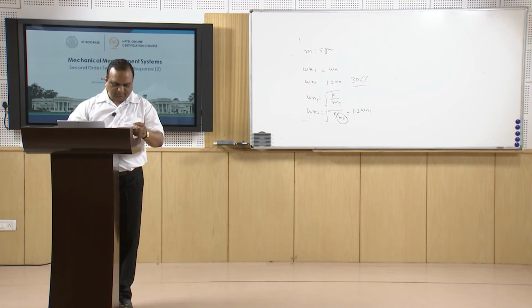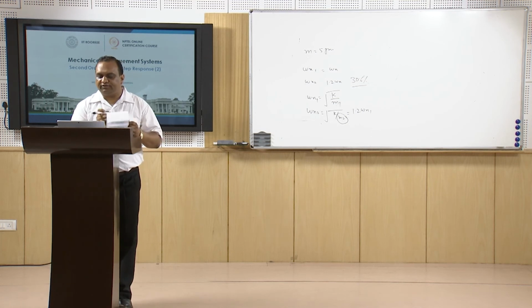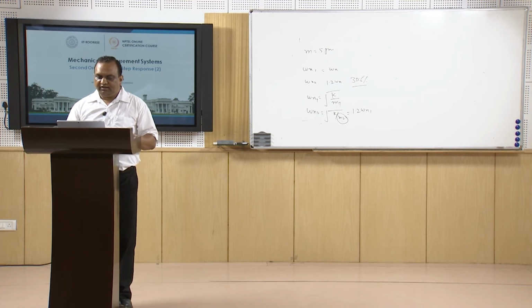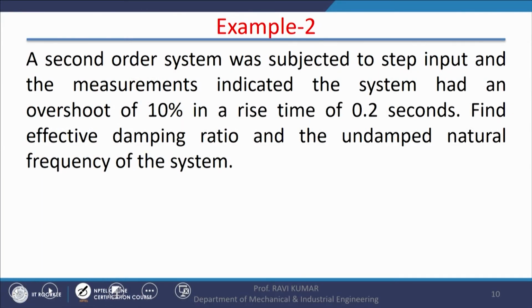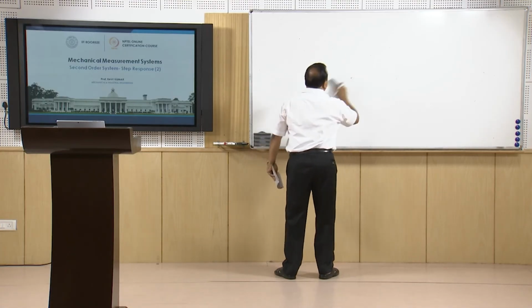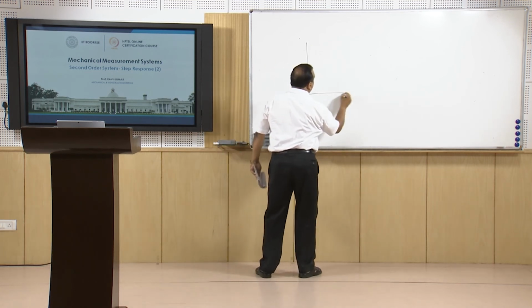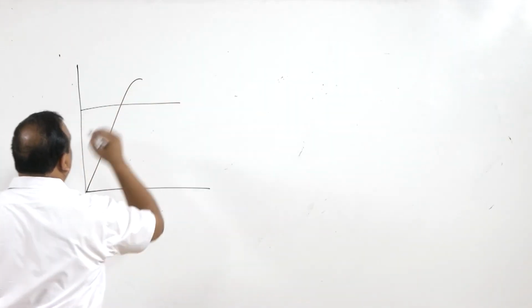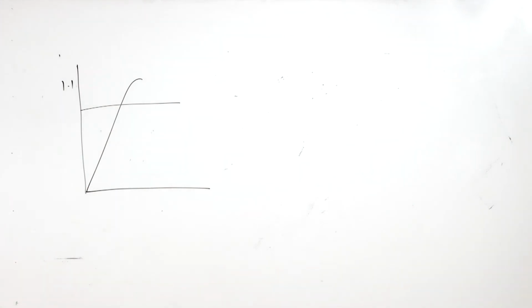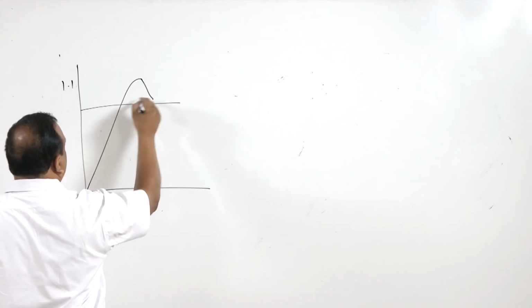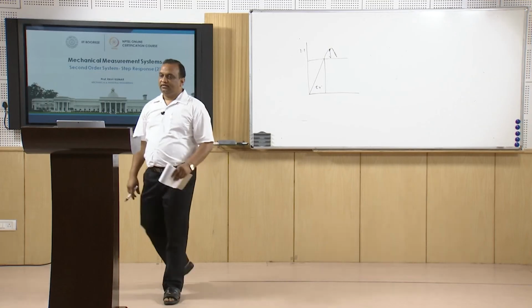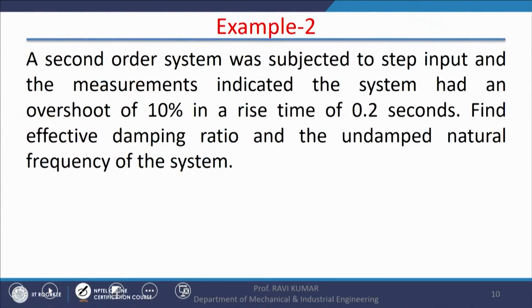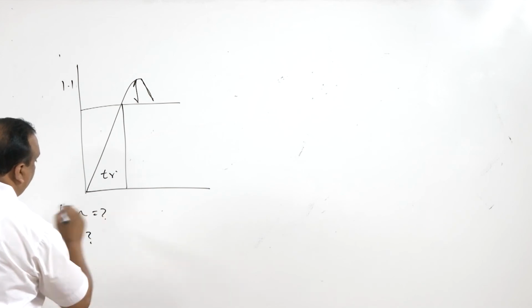Another example. A second order system was subjected to a step input and the measurements indicated the system had an overshoot of 10% in a rise time of 0.2 seconds. So there is a second order system, and definitely it is underdamped because there is an overshoot. So there is a system response, overshoot of 10%, 1.1, in a rise time of 0.2 seconds. Rise time is given and overshoot is given, 10%, right? Find the effective damping ratio. We have to find the value of zeta and the undamped natural frequency of the system. We have to find the omega n and zeta. Two quantities we have to find.